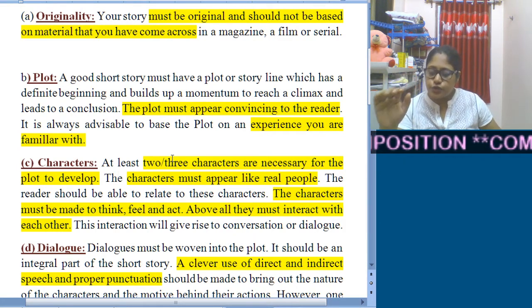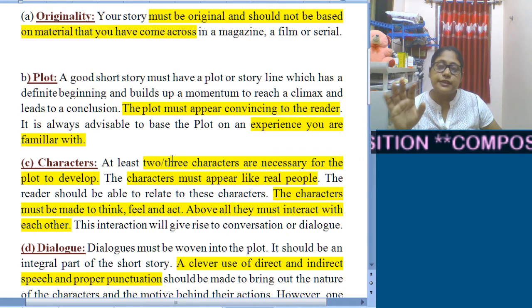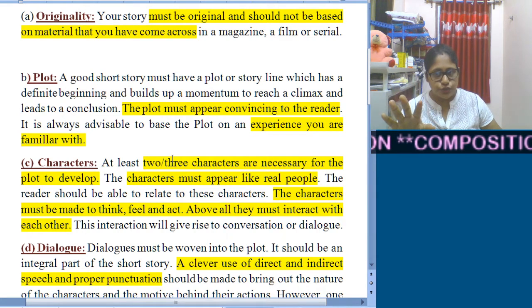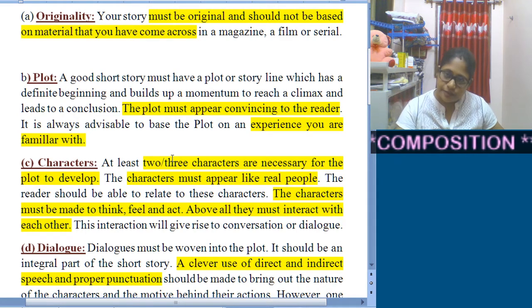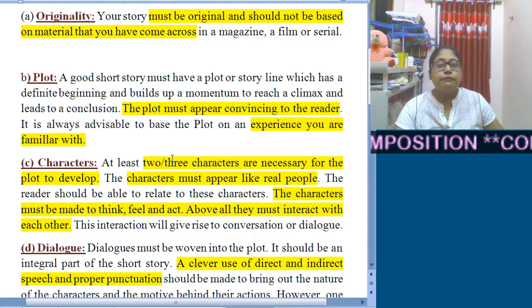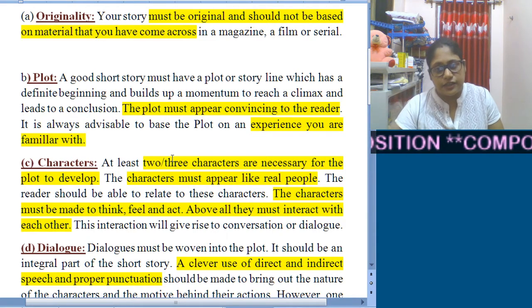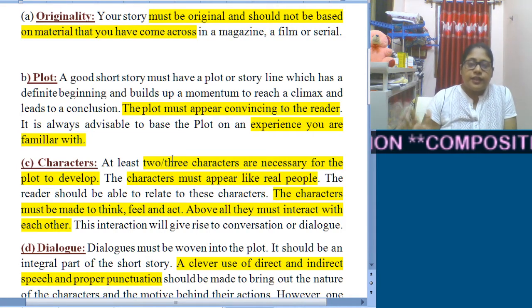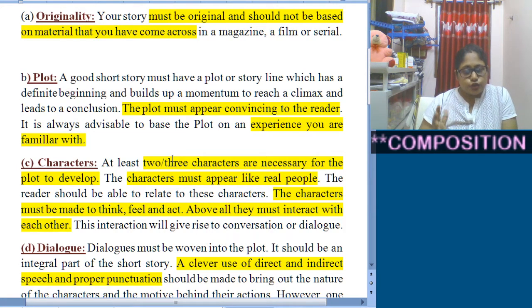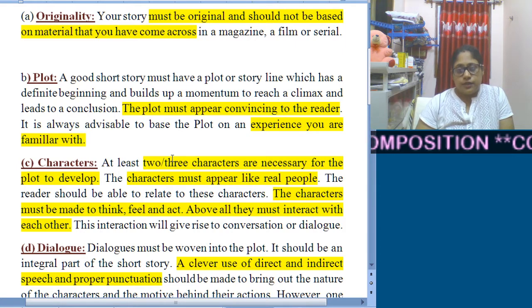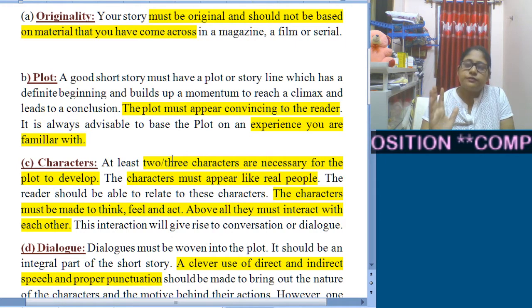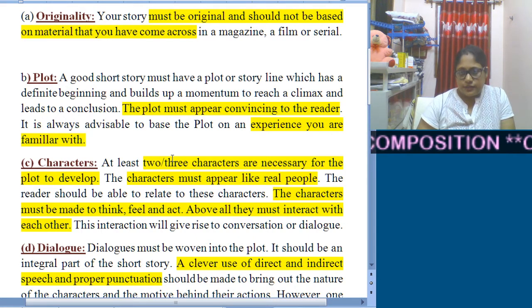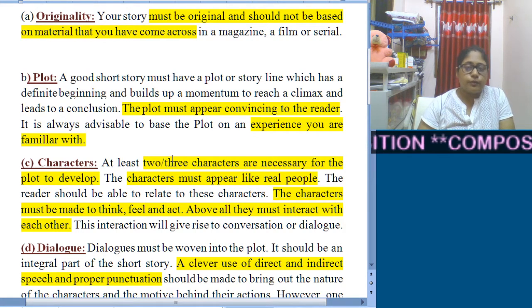But here you need to remember that there is a basic difference between drama and short story. So the direct speech or dialogues are required, but not in such a number or manner that your short story will turn into drama. So suppose if you include 4 characters, it's not necessary that all 4 characters will start talking to each other, then it will definitely turn into drama. So you need to be careful about this.